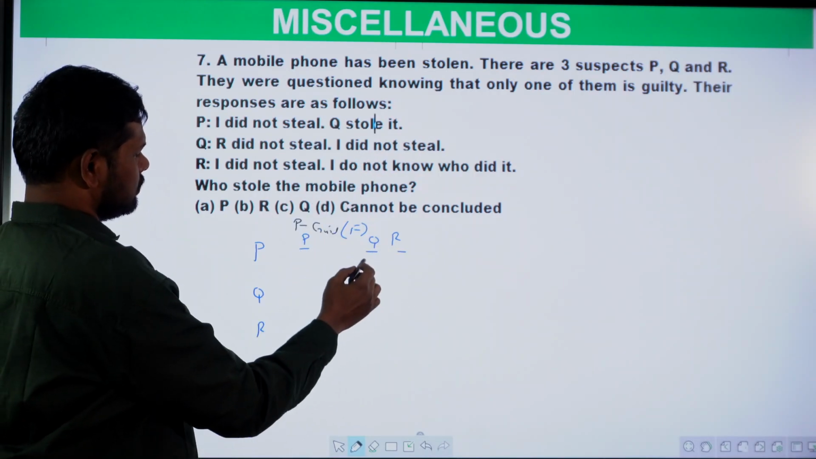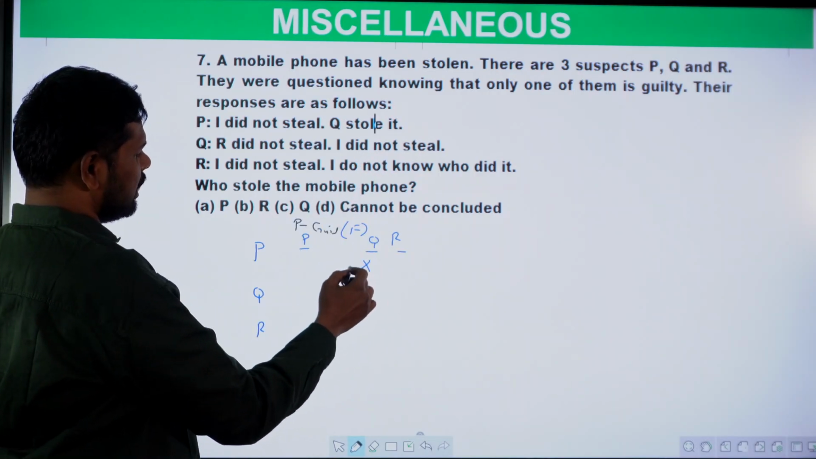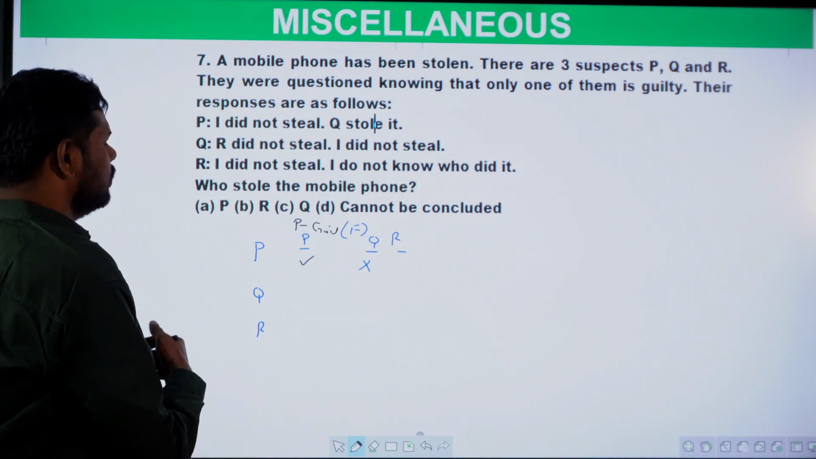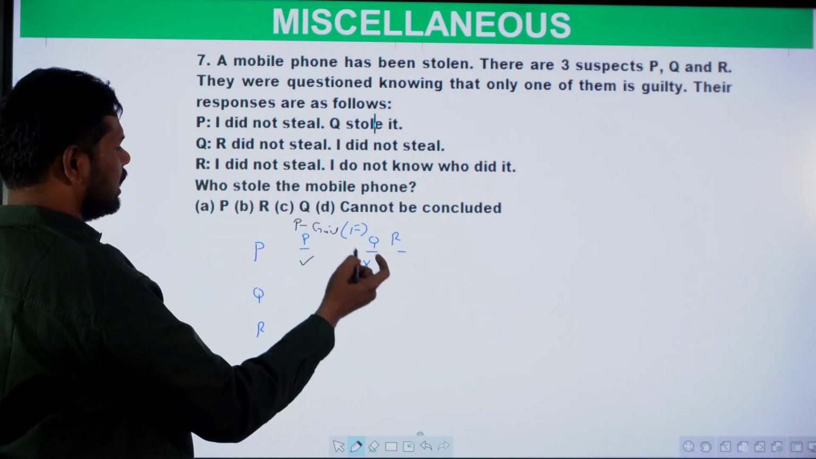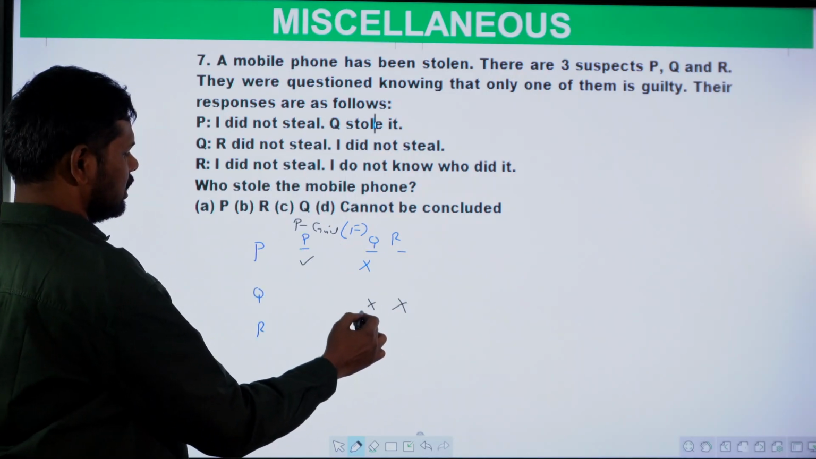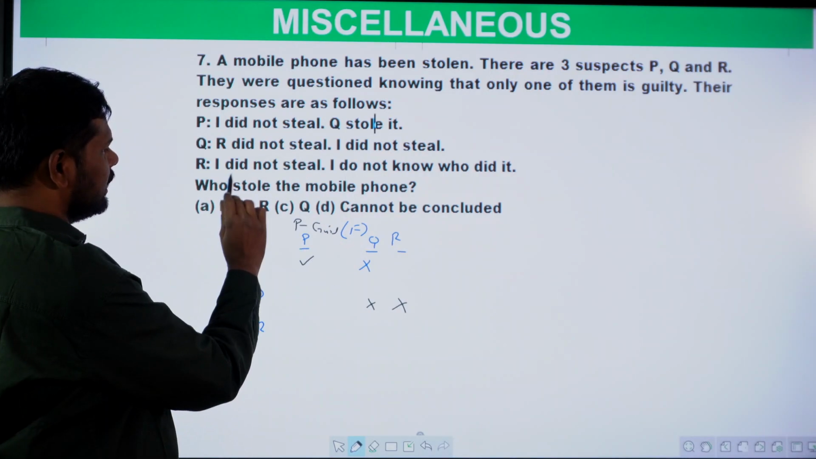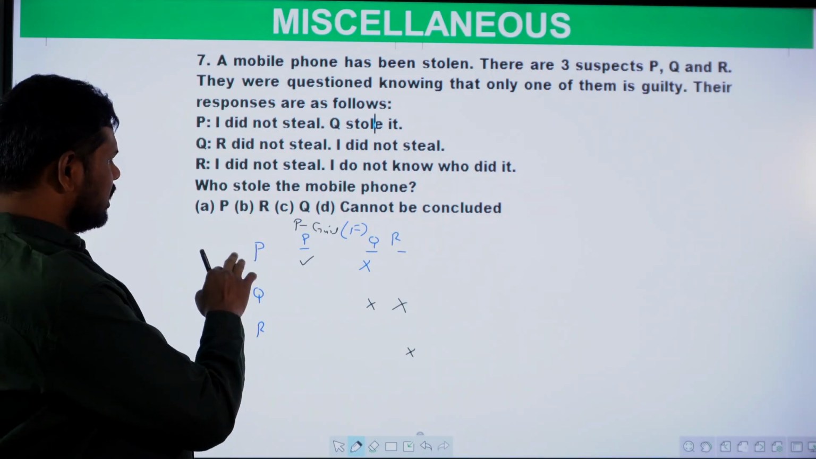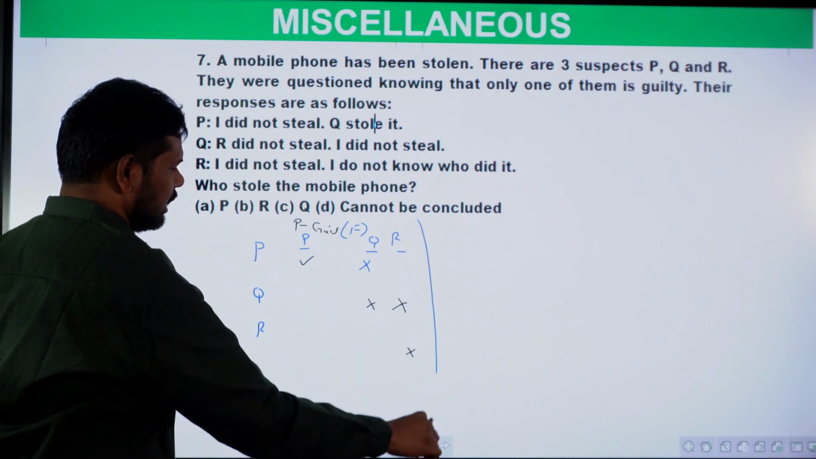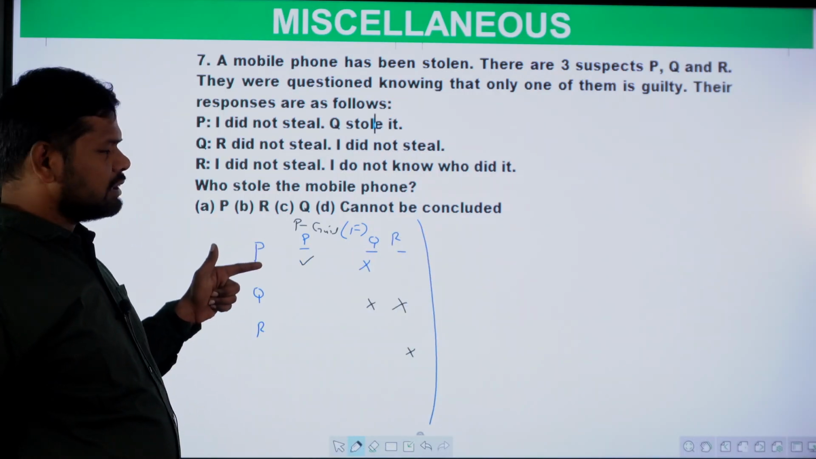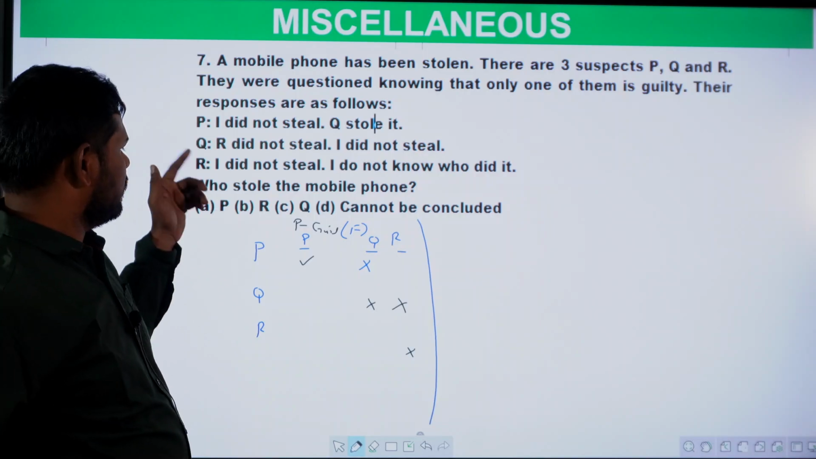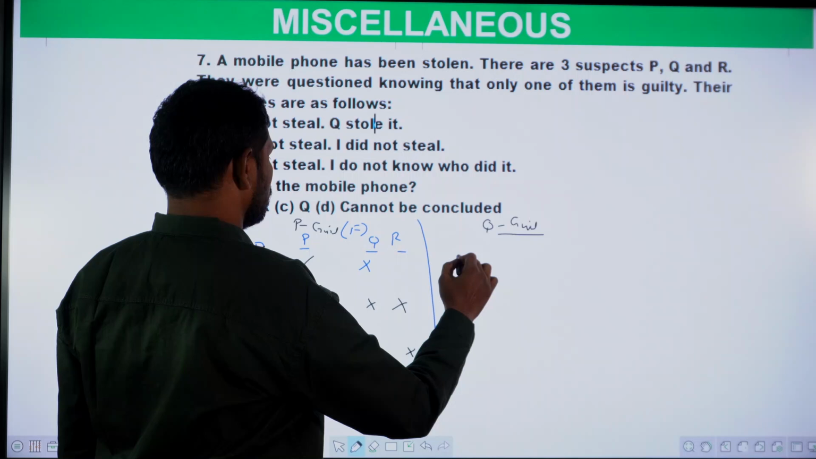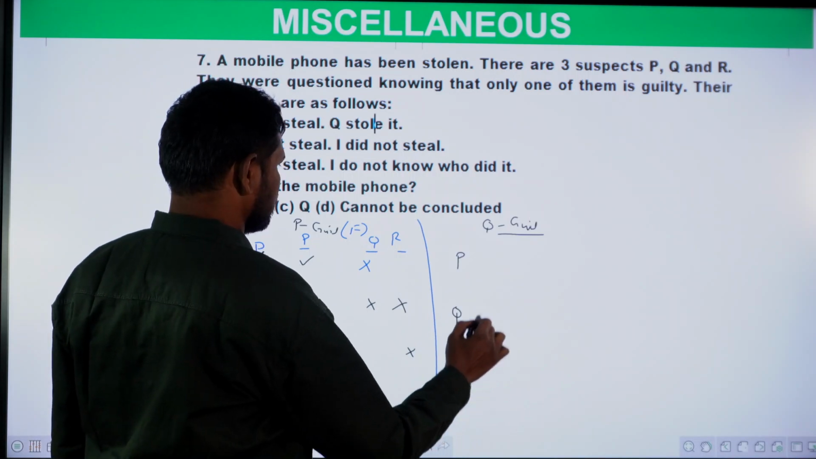And Q: Q stole it is also a false statement. I did not steal means maybe there is a chance of stealing. Now, only I, P, am guilty, which means Q, R did not steal. R did not steal, I did not steal. These two are not possible. Next, R says I did not steal. So, base if P is considered as guilty, then in this case only P is the thief. That is the possible case. Suppose you go for the second case, suppose Q is guilty, which means whatever Q says is considered false. Now observe.